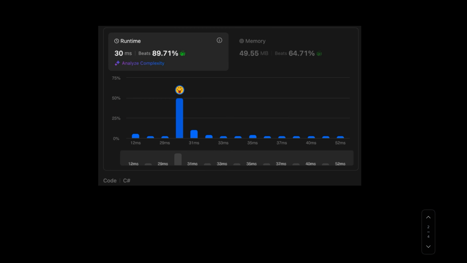This code, when submitted on LeetCode, beats 90% of the submissions in terms of runtime and nearly 65% in terms of memory.